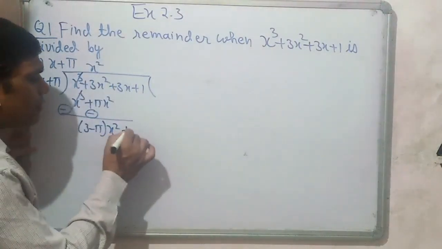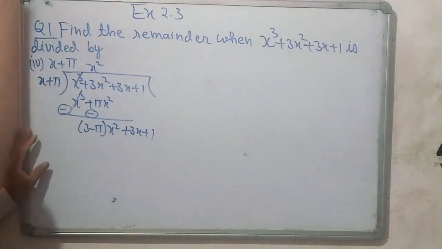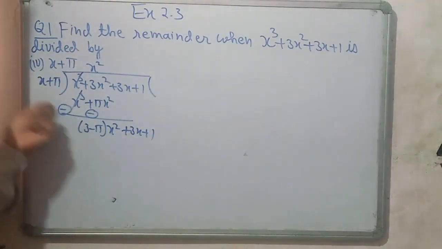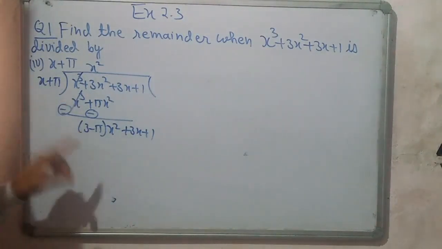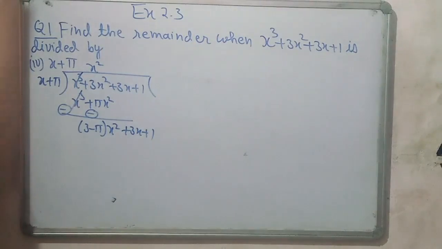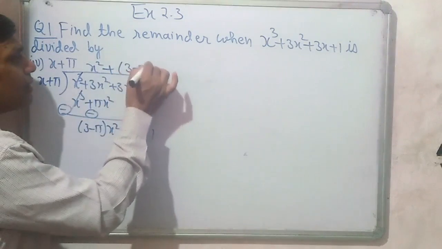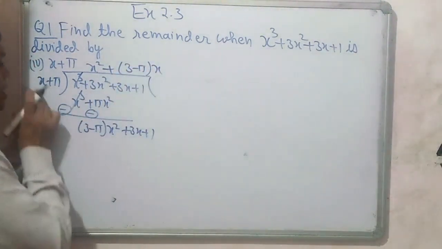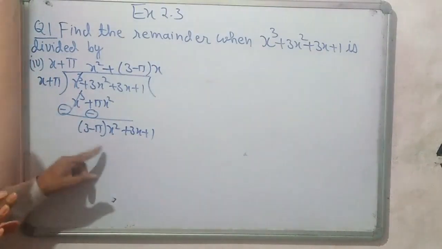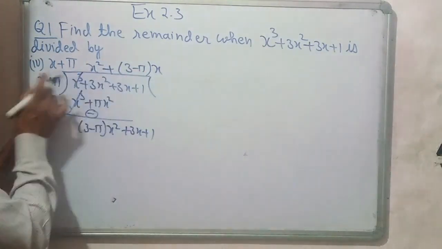Copy down the next term, 3x plus 1. That's okay. Now comes the other difficult task. 3 minus pi x square divided by x. Largest degree term upon largest degree term. 3 minus pi remains as such. x square upon x is x. So the second term in the quotient is 3 minus pi into x. 3 minus pi upon 1, 3 minus pi. x square upon x, x. Got it? Right. So 3 minus pi into x.